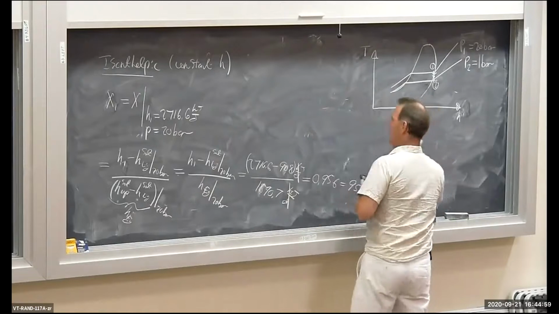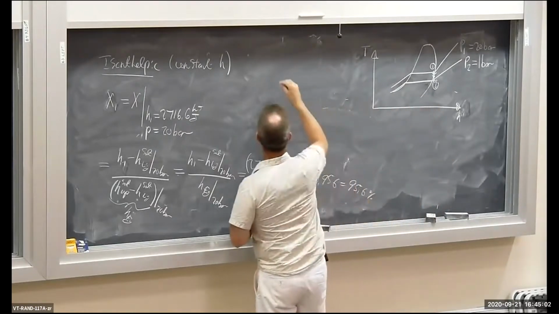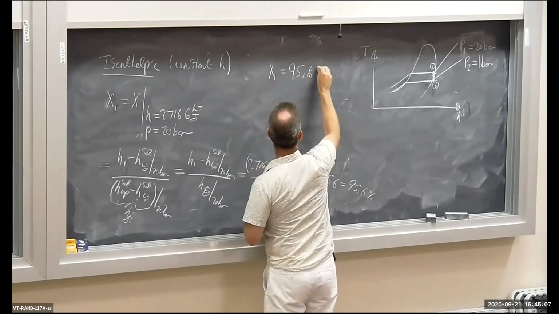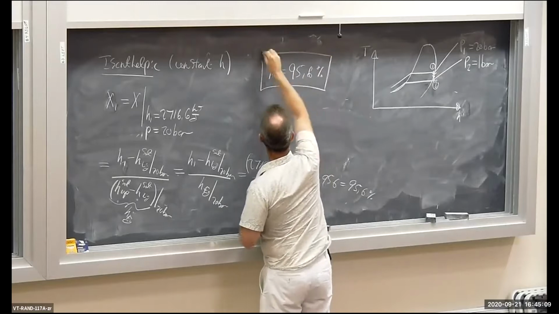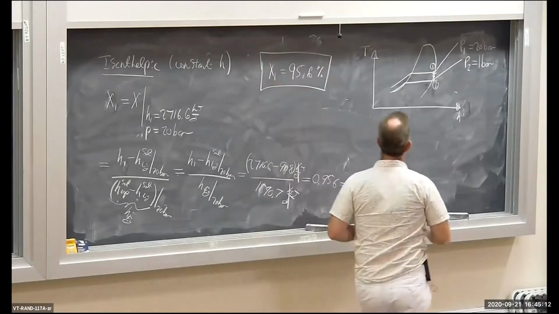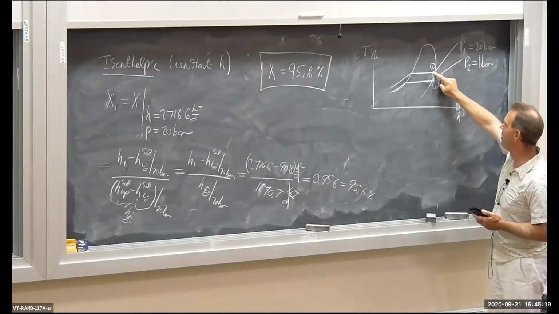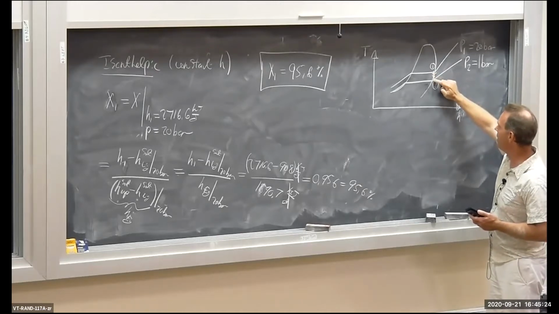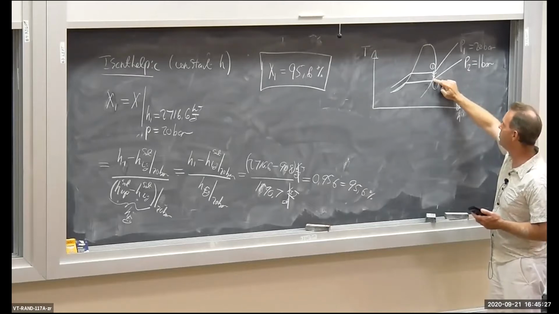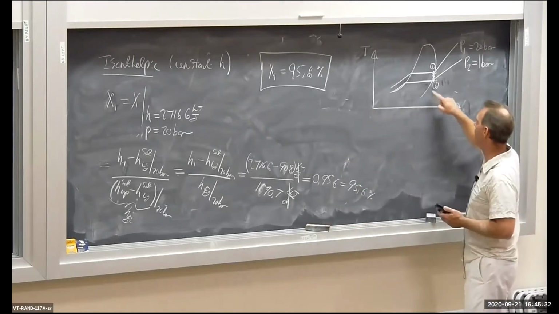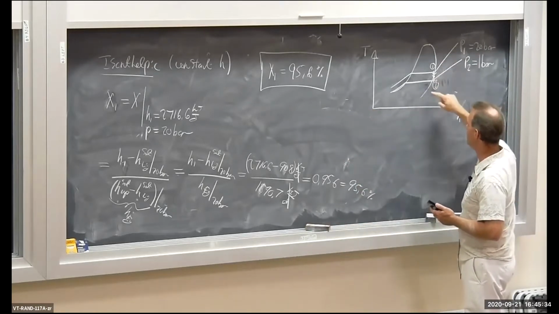The quality of the inlet wet steam, X1, equals 95.6%. So the steam comes in almost a saturated vapor. 95.6% of it is saturated vapor by mass. And then it's expanded through the throttle valve to produce a superheated vapor. And remember, the TH diagram has this curve here.